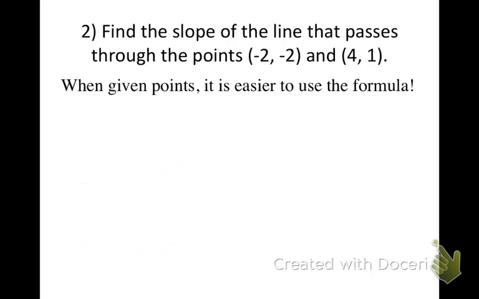So, finding the slope of a line that passes through the points (-2, -2) and (4, 1). If you're given points, it's always easier to use the formula. And that formula is m equals y2 minus y1 over x2 minus x1.